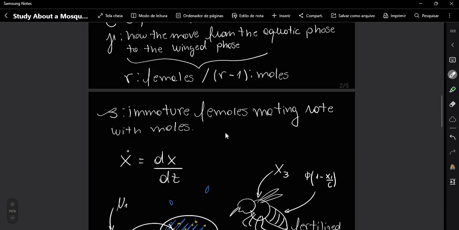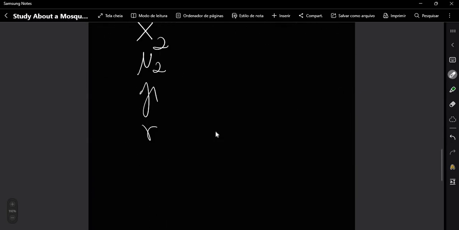What else? Immature females mating rate with males. This is a rate, and it's not for fertilized females, it's for immature females mating rate. So it is a rate that relates the immature females, how they will mate with males. So beta is also related to this second stage.